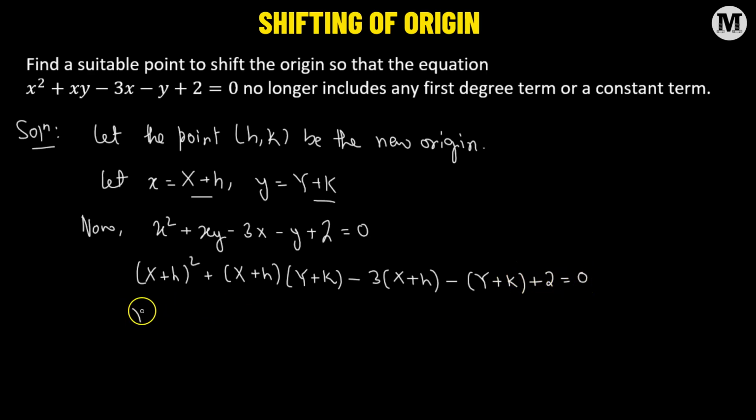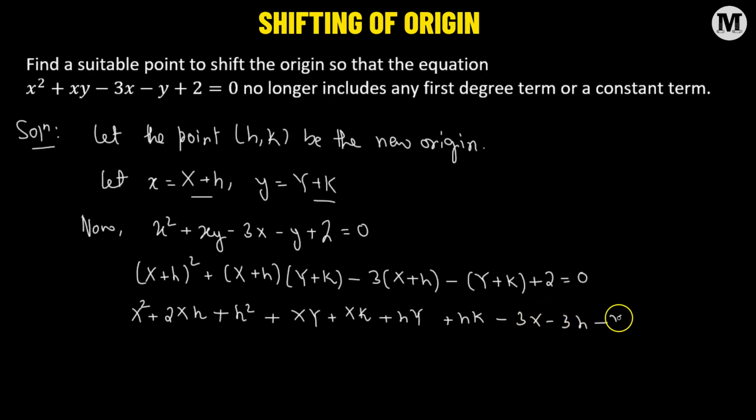We're going to expand it. We get x squared plus 2xh plus h squared. Then we take the product of (x plus h) with (y plus k), so we get xy plus xk plus hy plus hk, minus 3x minus 3h minus y minus k plus 2 equals 0.